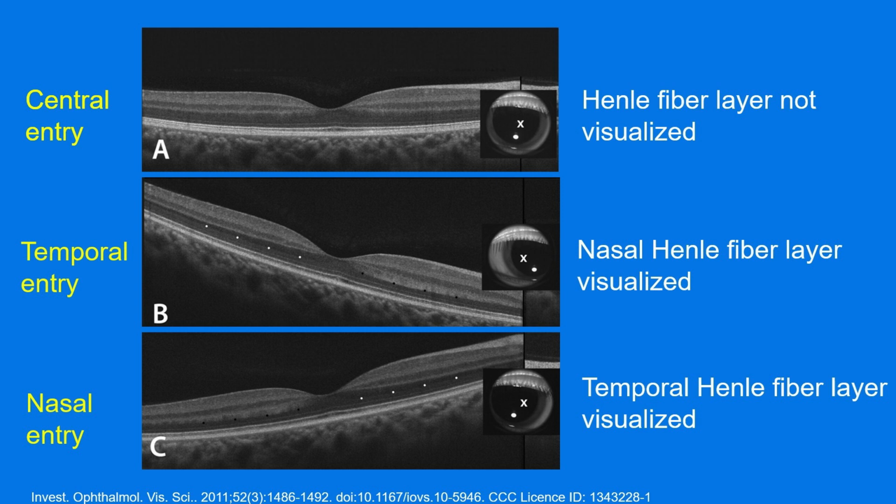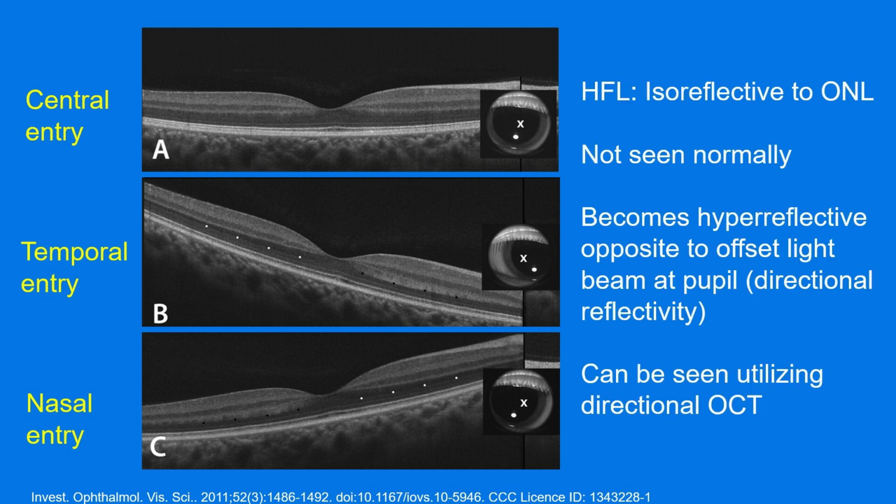So when the pupillary light entry point is central, Henle fiber layer is not visible because it is iso-reflective to the ONL. However, when the pupillary light entry point is shifted temporally, the nasal Henle fiber layer becomes visible or hyperreflective and it is seen distinctly from the underlying ONL. Similarly, when the light entry point is shifted nasally, the temporal Henle fiber layer becomes visible distinctly from the underlying ONL. So this is a normal phenomenon.